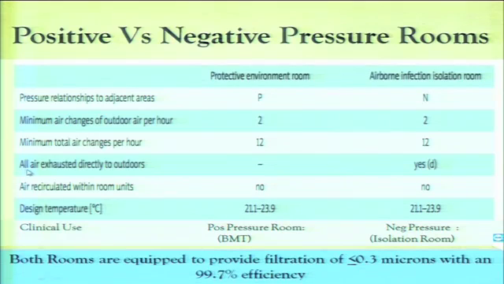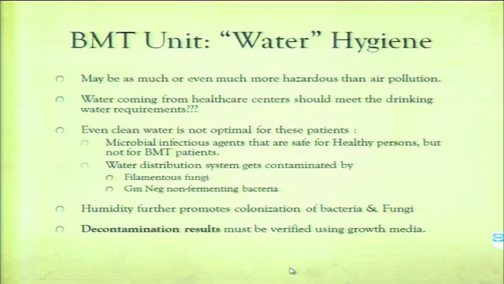And all air is exhausted directly to the outdoors in the case of an isolation chamber, while that will not be allowed to happen in the BMT unit, and no recirculation of air within the room units is allowed. The optimal ambient temperature is maintained. Positive pressure is used in the BMT unit, while isolation with negative pressure is used in the isolation room. Both rooms are equipped to provide filtration of 0.3 microns with an efficiency of 99.7%.